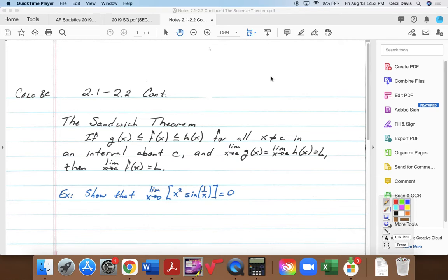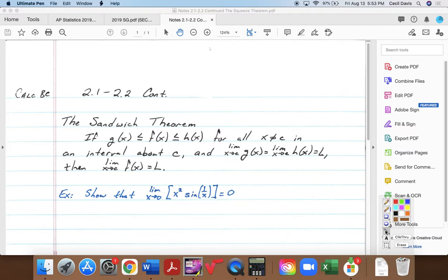Anyway, today we're just finishing up a couple of leftover things from sections 2.1 and 2.2, specifically the Sandwich Theorem, which says that if g of x is less than or equal to f of x, which is less than or equal to h of x, for all x not equal to c, again with limits we don't care what happens at the particular c value, in an interval about c, and the limit as x approaches c of g of x is equal to the limit as x approaches c of h of x is equal to L, then, because it's sandwiched in between those two, the limit as x approaches c of f of x is equal to L. I think a diagram for this is probably in order.